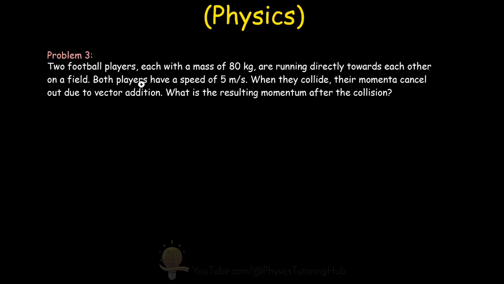If we have two football players, each with a mass of 80 kilograms, and they're running directly towards one another on a field, both players have a speed of 5 meters per second. When they collide, their momenta cancel due to vector addition. What is the resulting momentum after the collision? So let's imagine these two football players are moving in one dimension, along the x-axis.